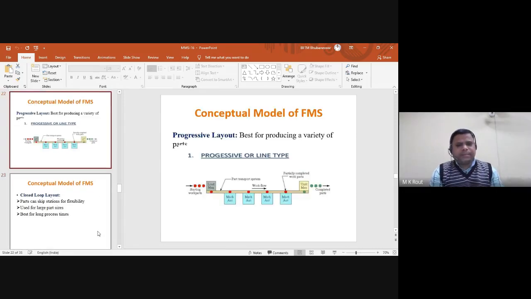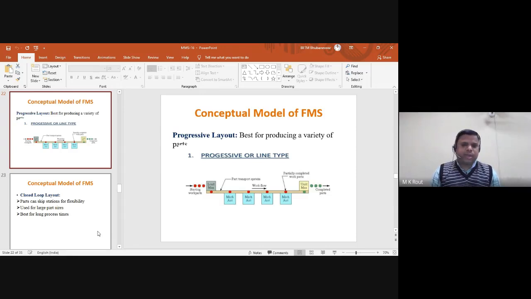The next part is the conceptual model of the flexible manufacturing system. In the case of a flexible manufacturing system, the first model is known as the progressive layout model, also known as the line type model or line type layout. It is the best for producing a variety of parts. So these are enabled for producing a variety of parts.